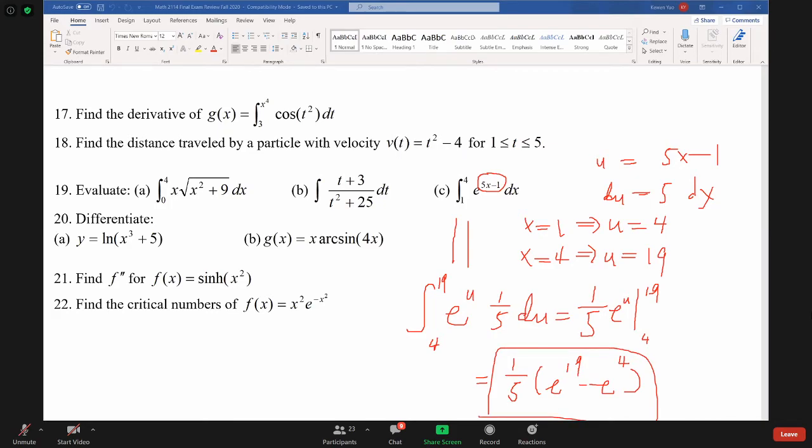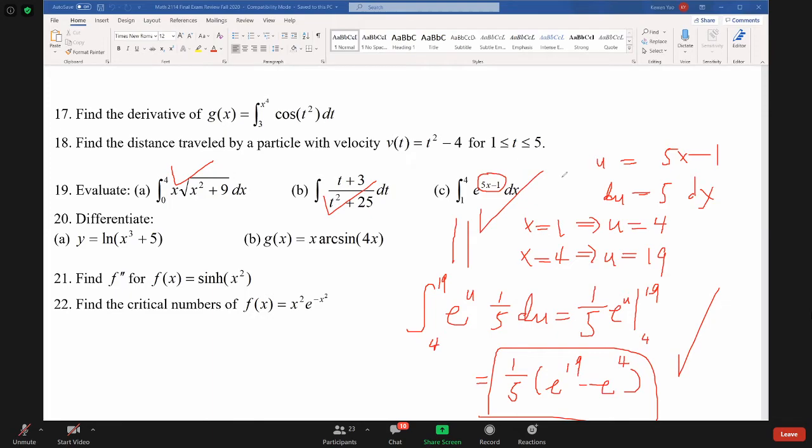Okay, so the final answer to 19C is 1/5 times e to the power 19 minus e to the power 4. Exact answer. Do not use the calculator to approximate, otherwise you will lose 1 point. Final answer should be exact. So let me repeat: it's 1/5 (e to the power 19 minus e to the power 4). So number 19 has been finished, A, B, and C, right?